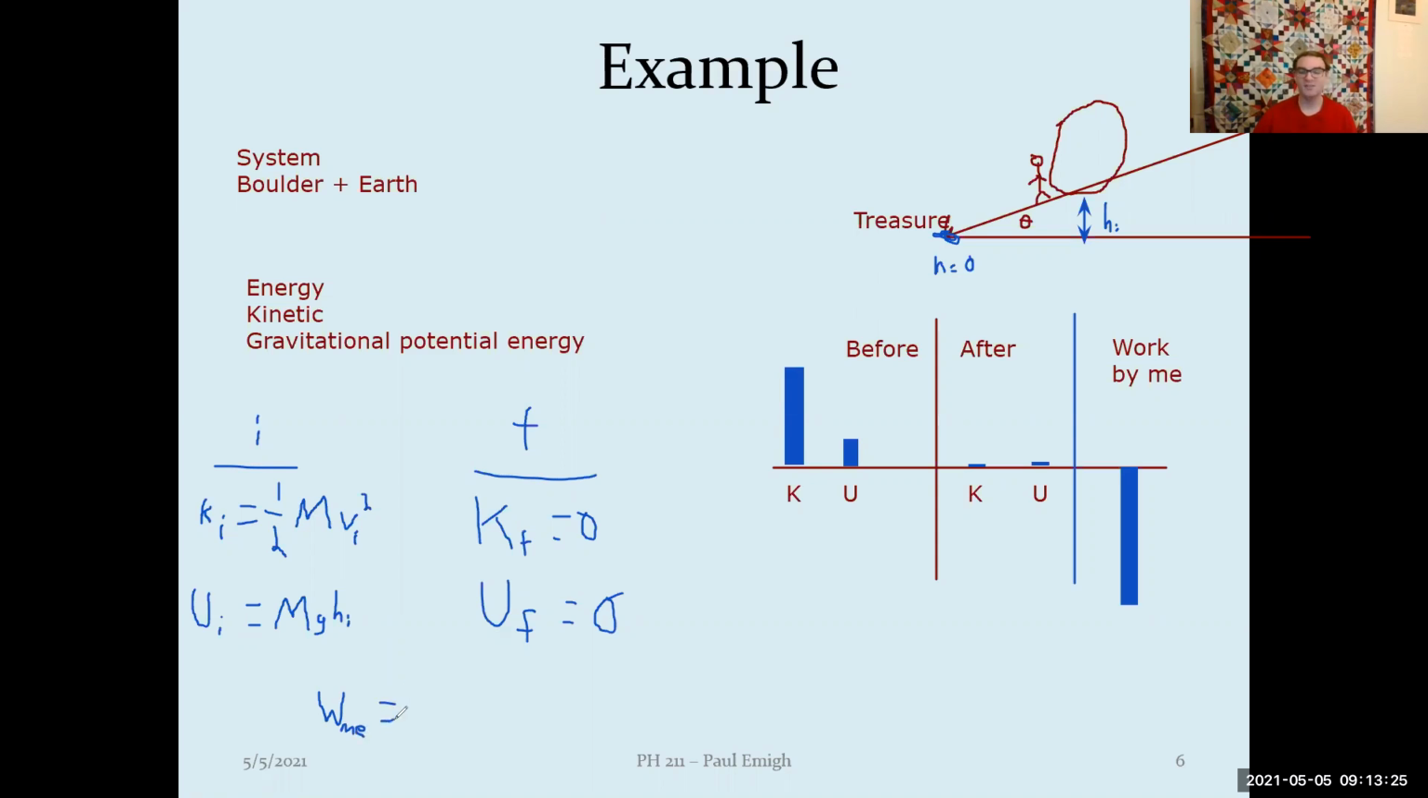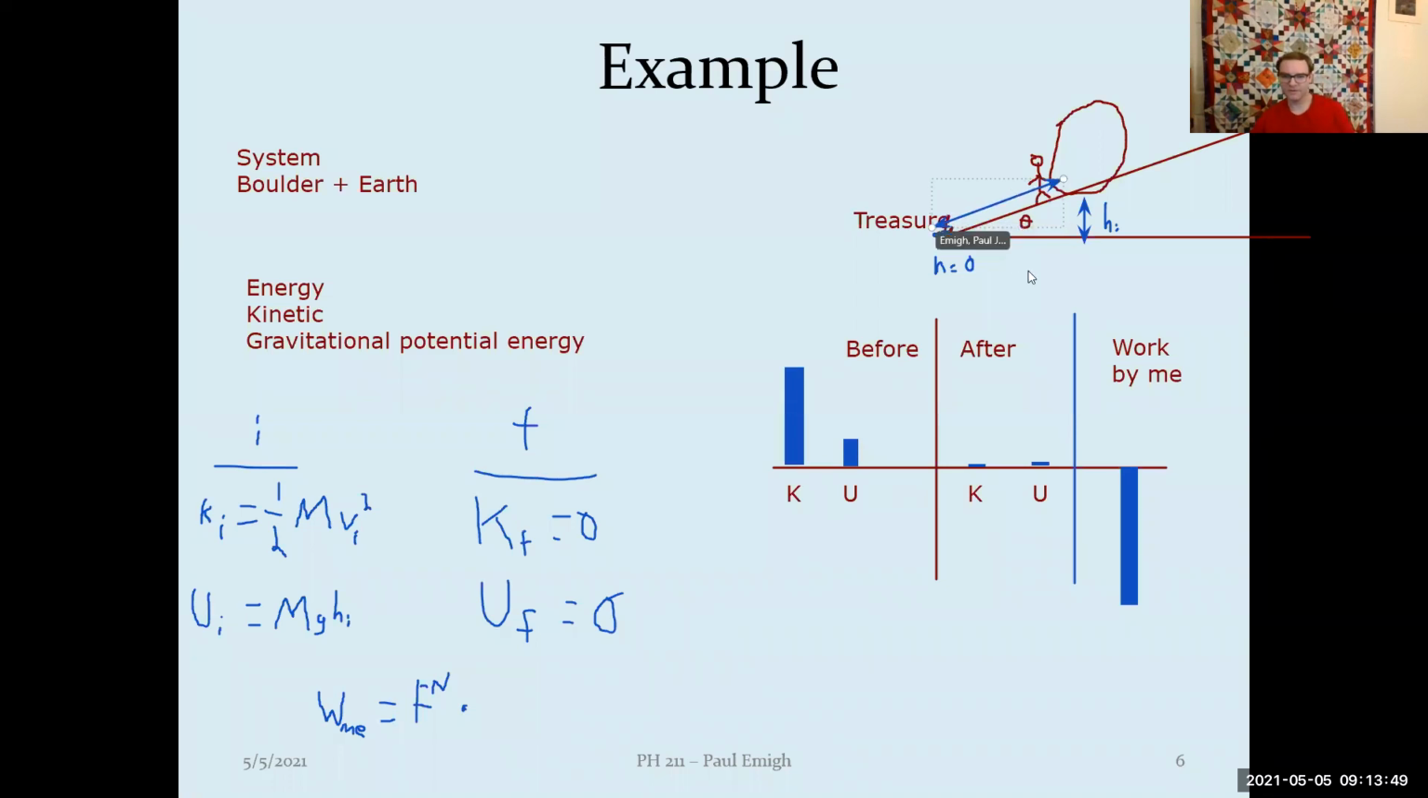And if I assume that I can act a constant force on the boulder, then I could write this as my force, which I'll write as F normal, all right? That's probably a normal force, times the distance that the boulder moves. And the distance the boulder moves is actually this guy here, right? It is that distance there, which is not the same as H.